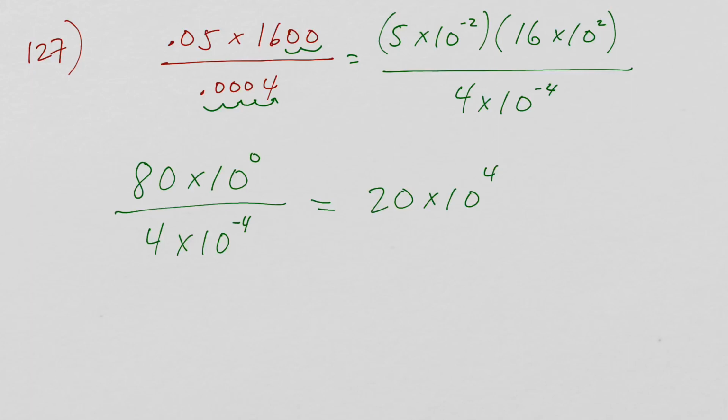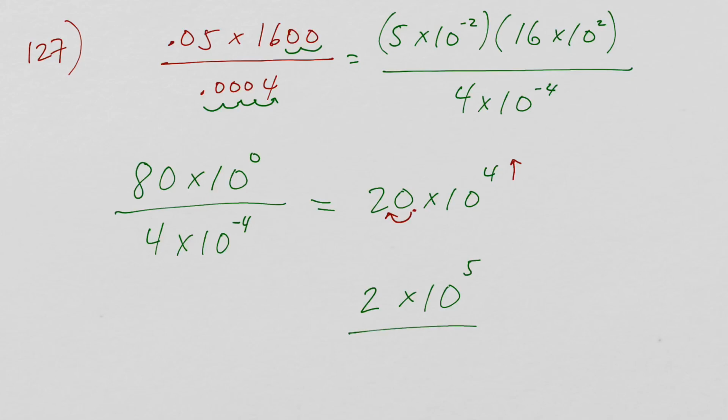Finally, this is not scientific notation because I have 2 places to the left of the decimal. So I have to move this decimal back 1, and effectively I'm making this smaller by a factor of 10. If I make that smaller, then I have to make this bigger by a factor of 10. So this becomes a 5. This would be the answer in scientific notation.